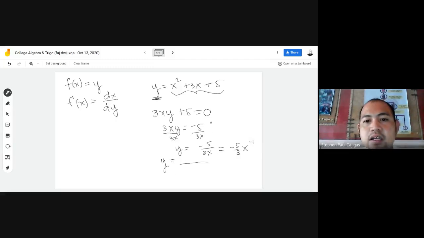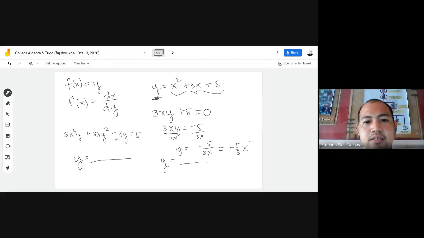But it can be even harder, where the equation that's given to us is something even harder. So let's say we have 3x squared y plus 3xy squared minus 4y is equal to 5, something like that. So it is difficult to extract it so that y is equal to something.